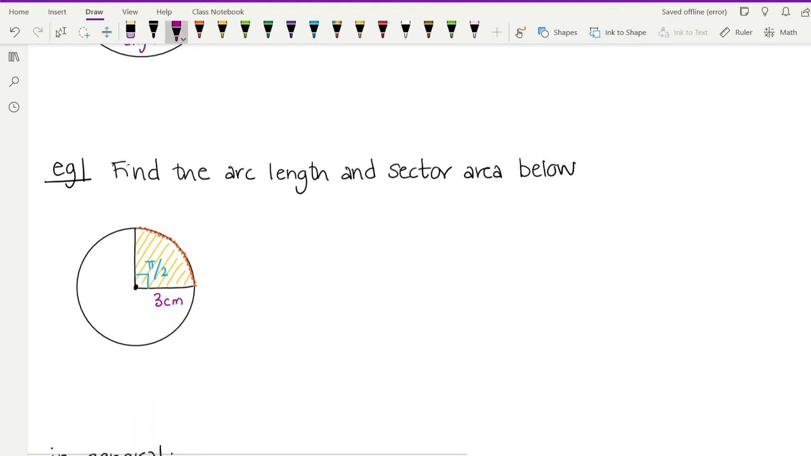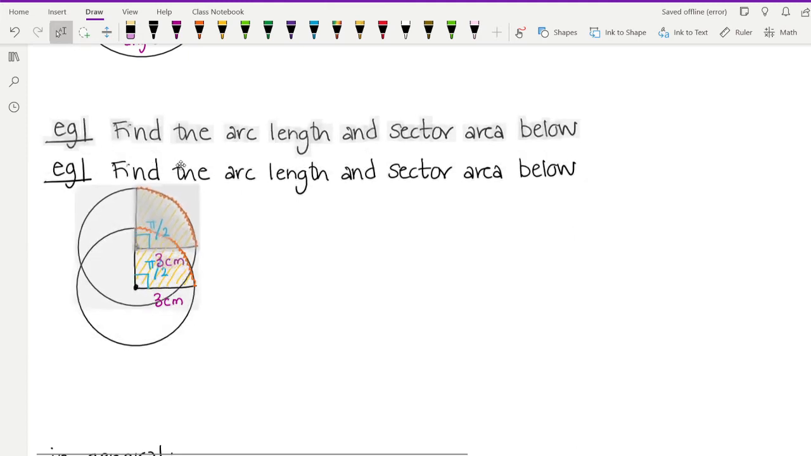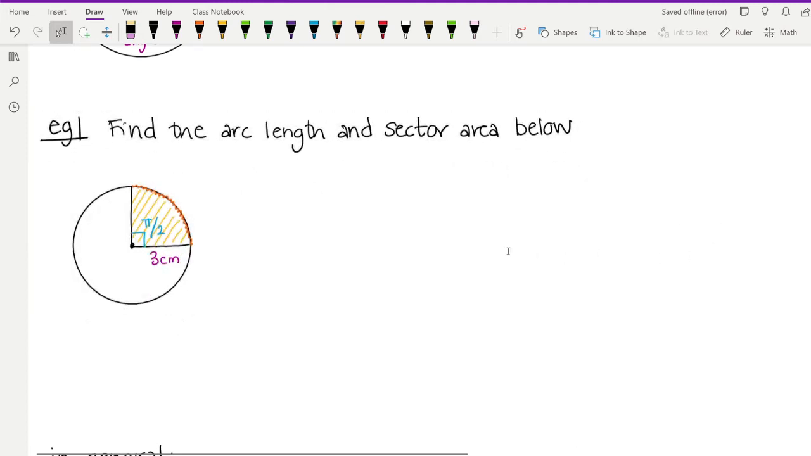We're going to do an example that I think will help us get a little bit of intuition about what we're working with here. I'm just going to scooch this up a little bit. And then once we have that intuition, we're going to come up with some actual formulas that you'll be able to use moving forward.